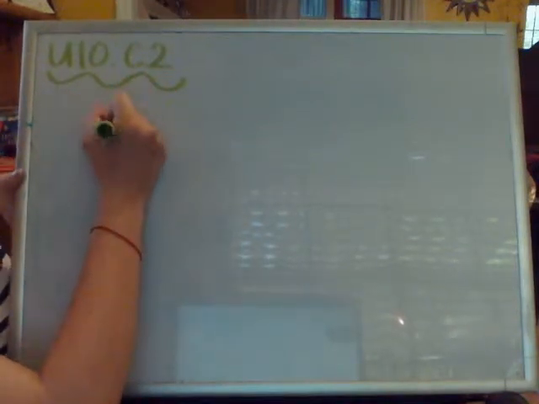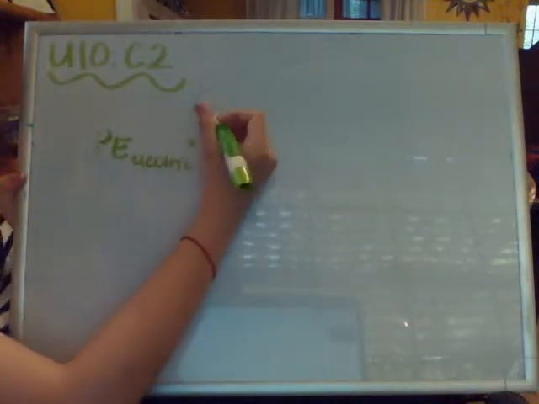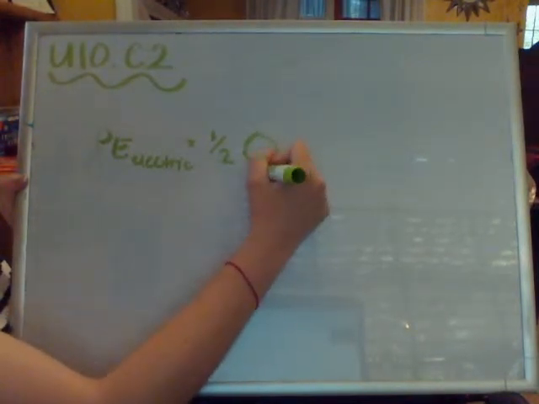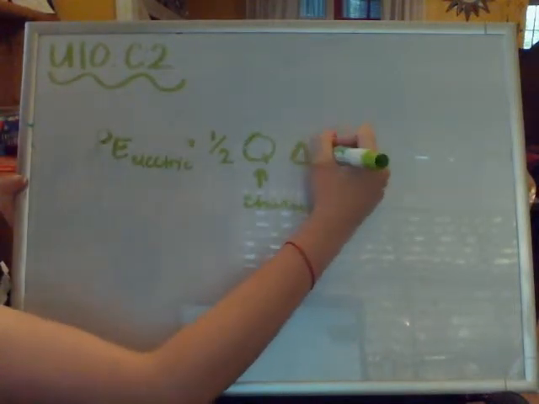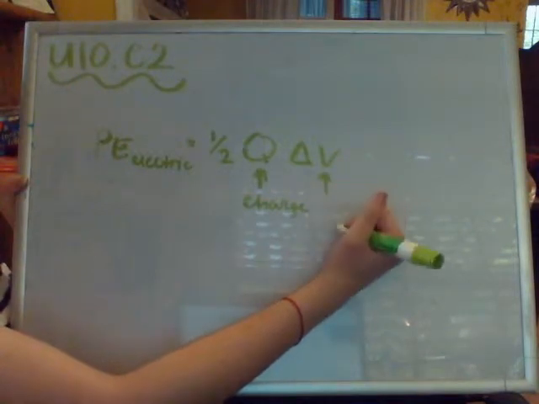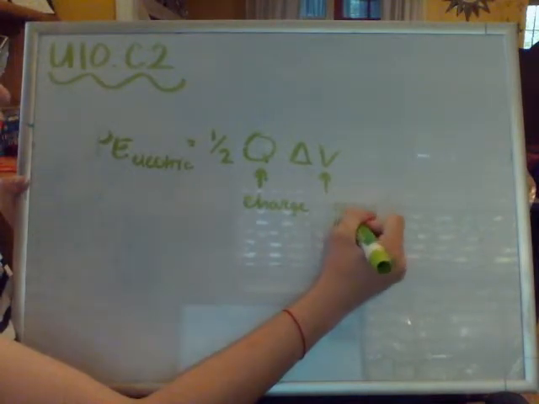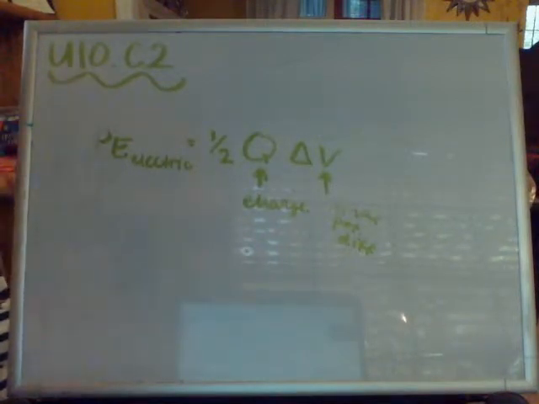So we have PE, which is electric potential energy, equals 1/2 Q, which is the charge, times the voltage, or final potential difference. This is one of the main equations that we use when we're calculating the energy stored in a capacitor.